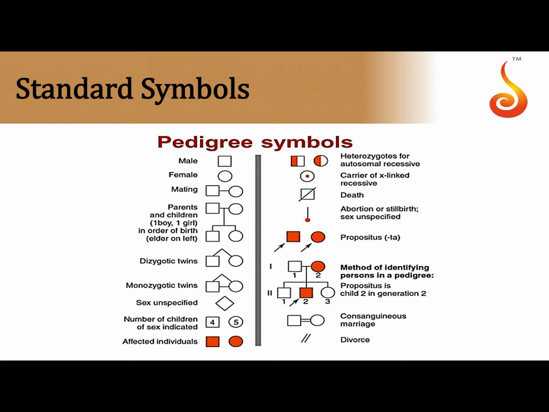Some of the standard symbols which we already learned in the PU part: a square represents a male, a circle a female, and both of them are connected by a horizontal line which represents a marriage or a meeting, and a vertical line drawn out of the horizontal line indicates the children that are born to them and the order of birth starting from the left. So they first had a son, and the second child that was born to them was a daughter.